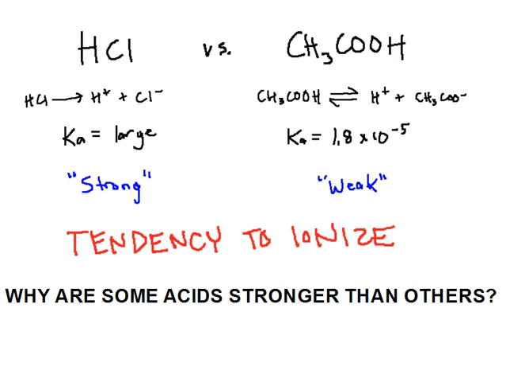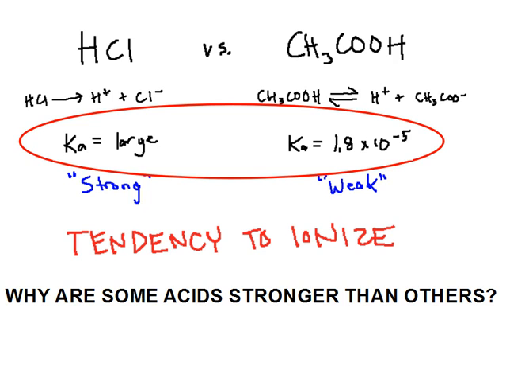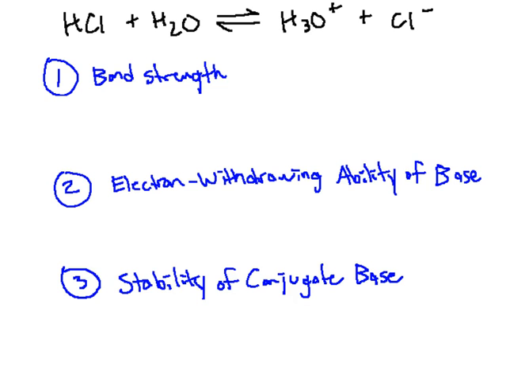If we ask the question, why are some acids stronger than others, remember that we're always starting in knowing something about an experimental observation. In this case, we know that HCl fully ionizes. We also know the small degree to which the acetic acid ionizes. Let's take a look at some factors that influence acid strength. The three most important factors are bond strength, electron withdrawing ability of the base, and stability of the conjugate base.